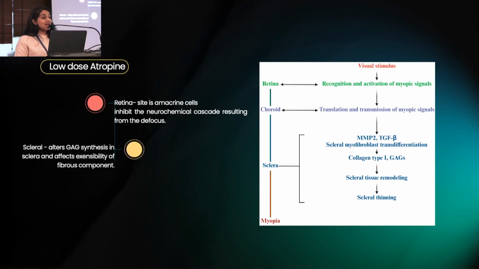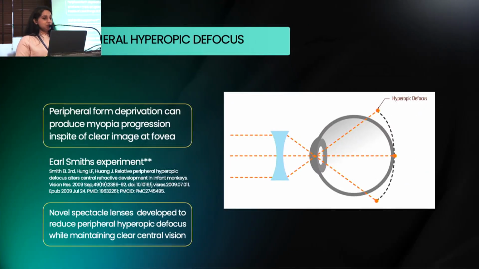So that's the first one, and that is where the role of low-dose atropine comes into being. It actually has a dual mechanism of action, on the retina as well as the sclera. On the retina, it targets the neurochemical cascade to inhibit the tendency for axial length elongation. And on the sclera, it affects the glycosaminoglycan synthesis, which affects the extensibility and fibrous component. So that's the basic action, but further, Dr. Gigi Augustine Madam will be speaking more about it.